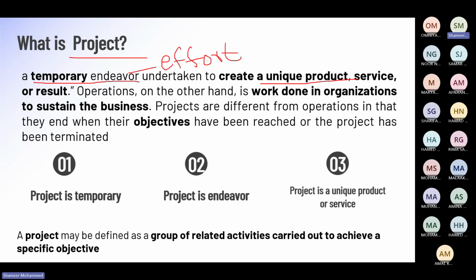Product means the outcome, the output you are producing. What you are producing may be something like a smartwatch, a chip, a motherboard, or any device. That is called a product. Then service, or result. So this is the outcome of the project. You are taking the project and creating the output, right?